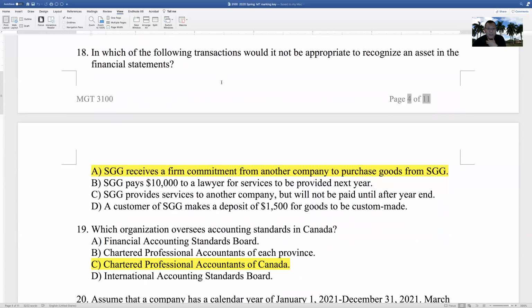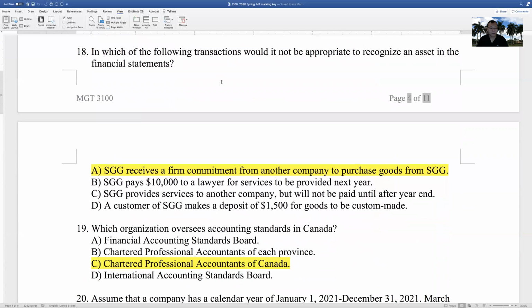Question 18, in which of the following transactions would it not be appropriate to recognize an asset in the financial statement? The answer is A. SGG received a firm commitment from another company to purchase goods from SGG. It's just a firm commitment. Would you recognize the asset? If you want to recognize the asset, for how much?